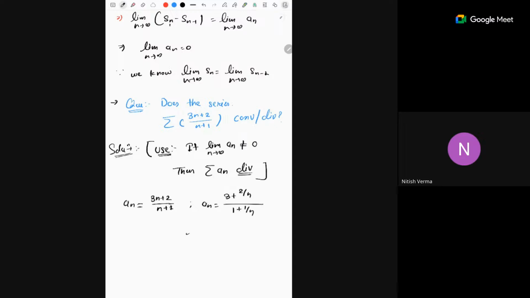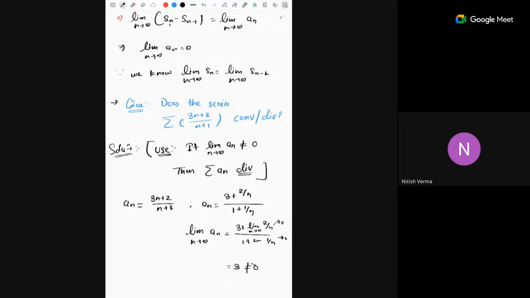Here, if you apply the limit as n goes to infinity of an, it is equal to 3 plus the limit of the term 2 by n, upon 1 plus the limit of the term 1 by n. We know that 2 by n and 1 by n both go to 0. So this goes to 0, this goes to 0. So this limit is 3, which is not equal to 0. So that's why this series actually diverges.